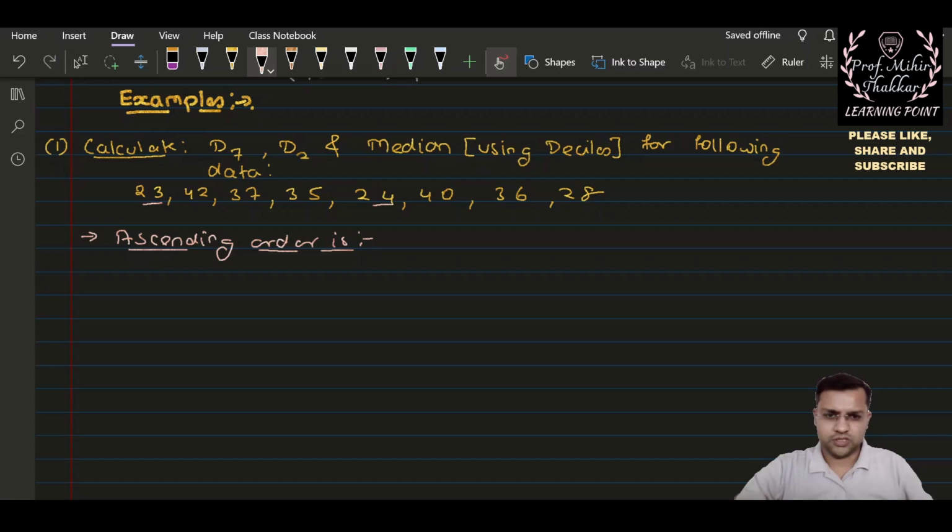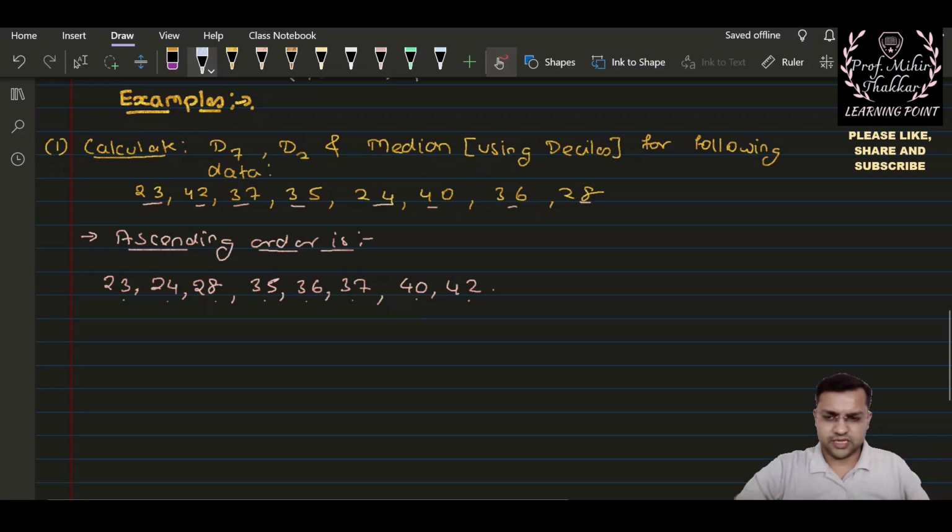Then I have 24, then 28, then comes the value 35, 36, 37, and then 40 and 42. So let us count the number of observations: 1, 2, 3, 4, 5, 6, 7, and 8. So guys, there are totally 8 observations that we are having. So I will write over here that n is equal to 8.